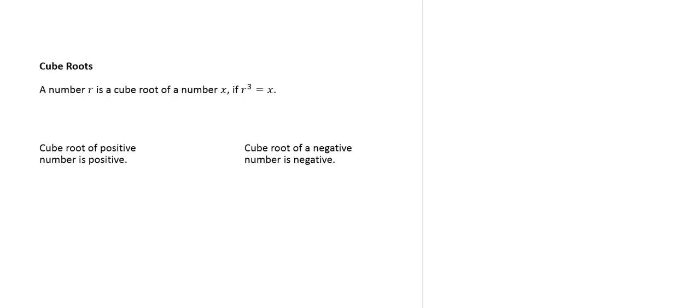Okay, so that was square roots. Let's look a little bit at cubed roots. A number r is a cubed root of a number x if r cubed is equal to x. So the definition is much like square roots, but now we're dealing with cubes.